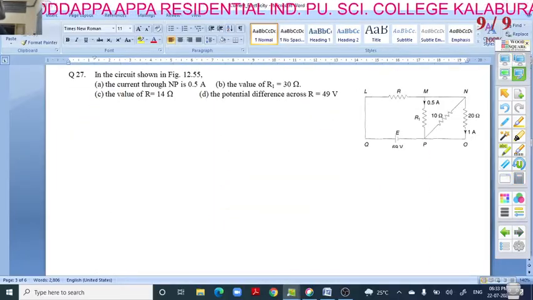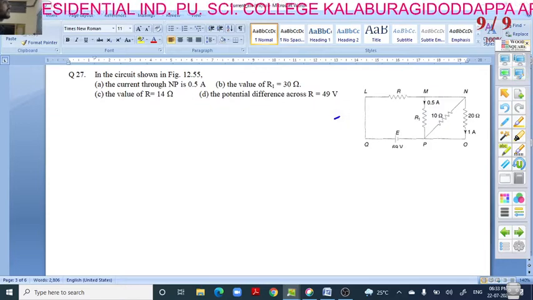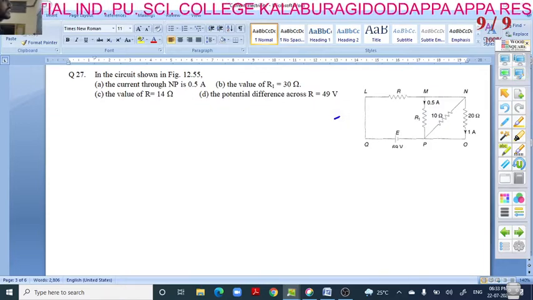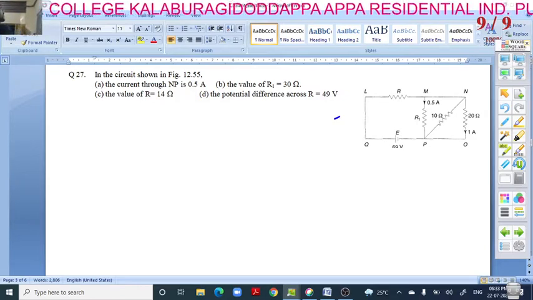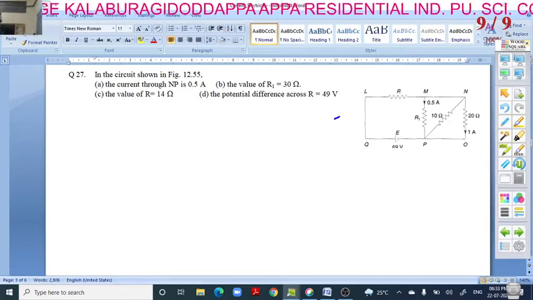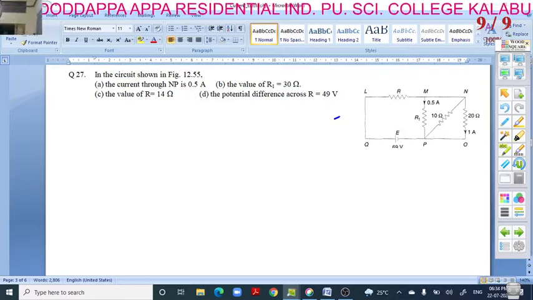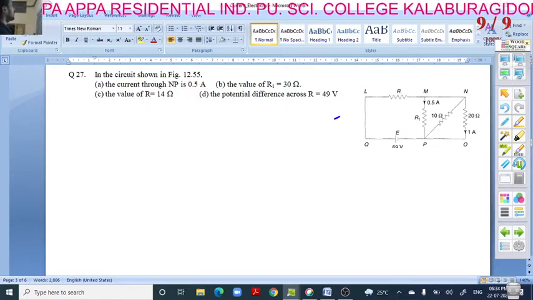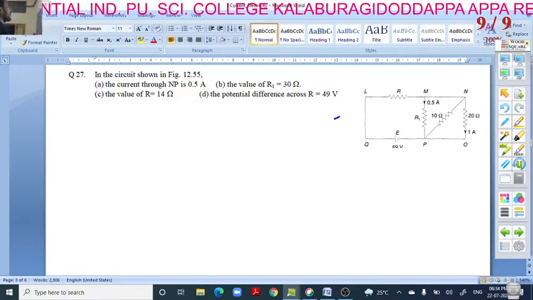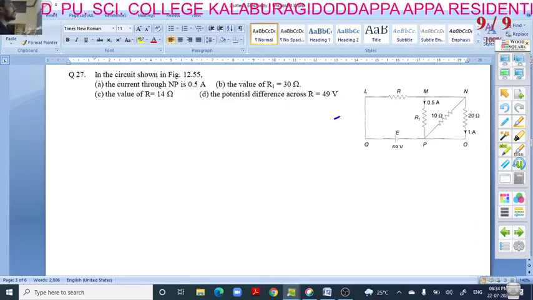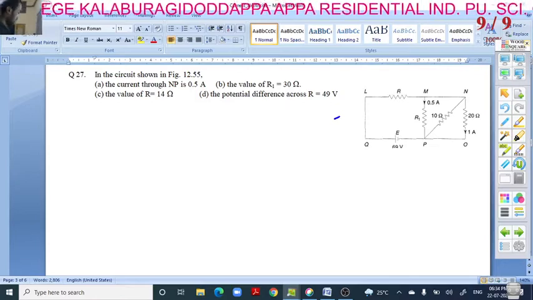Okay. In the circuit shown in figure, here we have the circuit. Some options he has given. Current through LP is 0.5, value of R1 he has given, value of R is equal to 14. So potential difference across R he has given 49. So we have to calculate current through LP and value of R1 also. Then which option is correct we have to identify in the given figure, right?